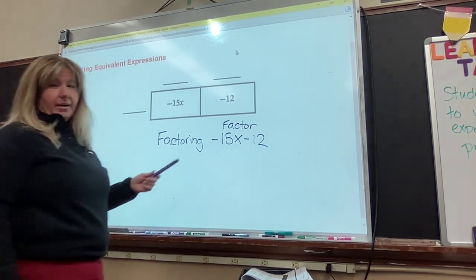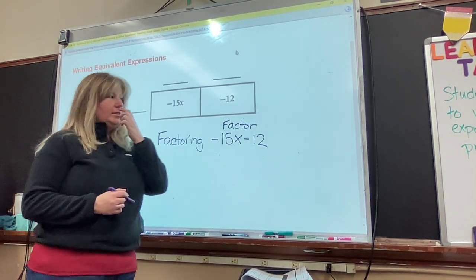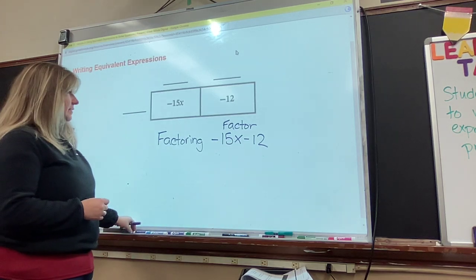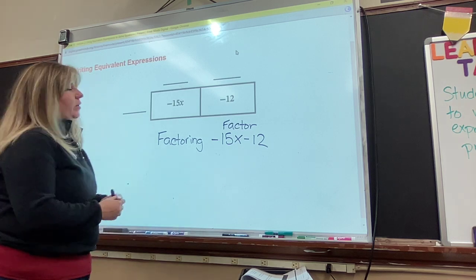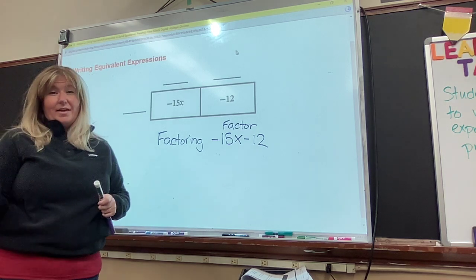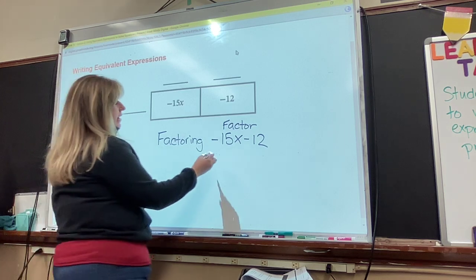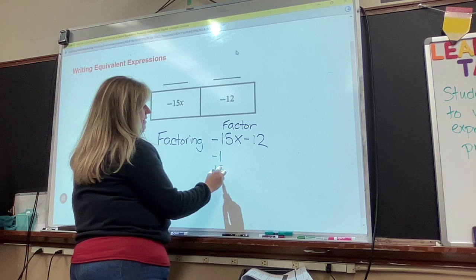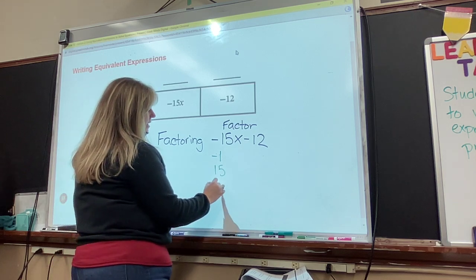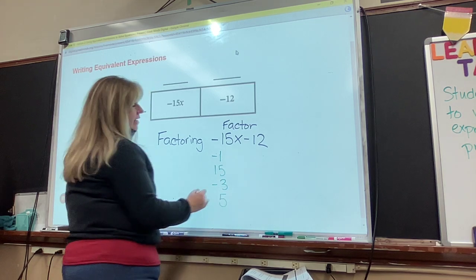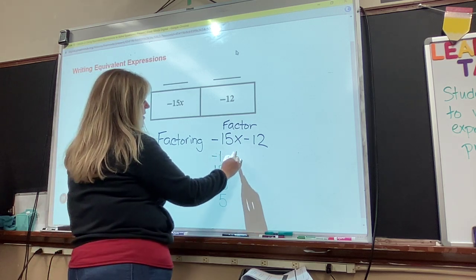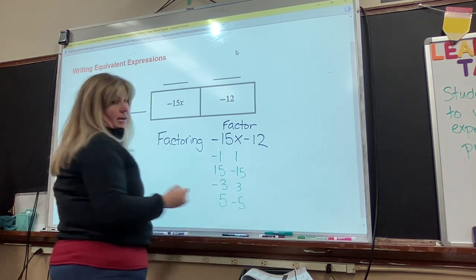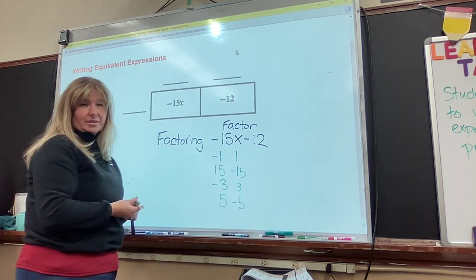The way in which we factor is we first look for the greatest common factor. So we want to look for the greatest common factor between negative 15x and negative 12. Because it's negative, I have a lot of possibilities. I could say this is negative 1 times 15, or negative 3 times 5, or the opposite, 1 and negative 15, 3 and negative 5. So I have all of these positive and negative factors.